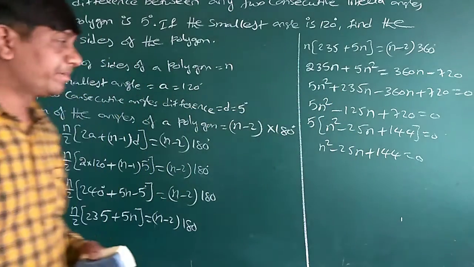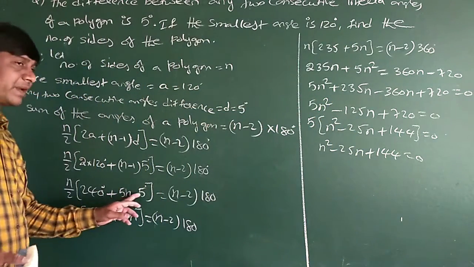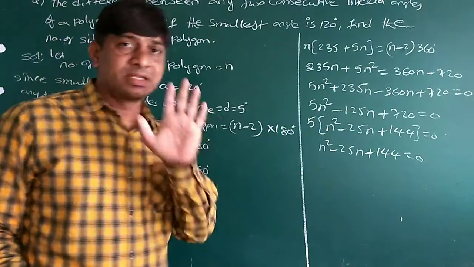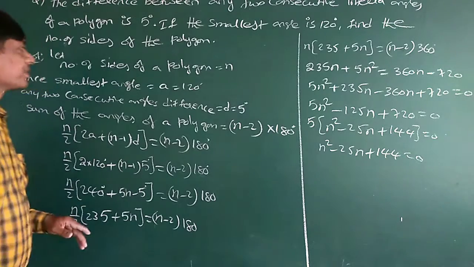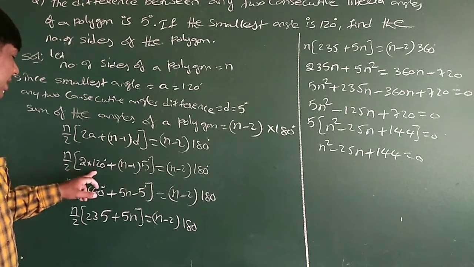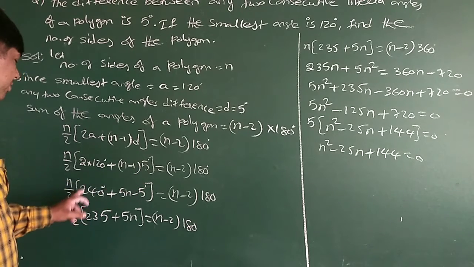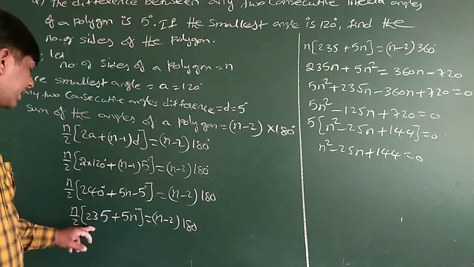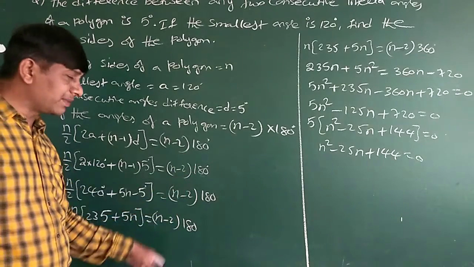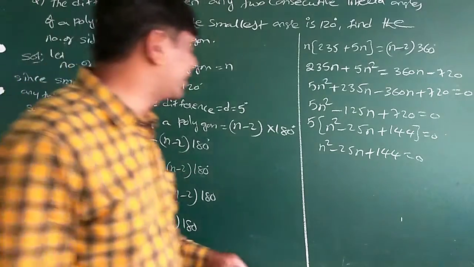Sorry for the correction. Instead of subtraction I did an addition, so I did not get the factors the first time. Just correct it. n by 2 into 2 into 120 plus n minus 1 into 5, 240 plus 5n minus 5, 235 plus 5n, into n by 2. This is a standard formula: it is n minus 2 into 180 degrees.